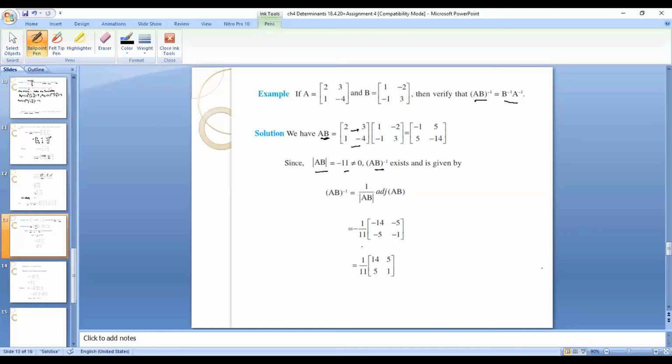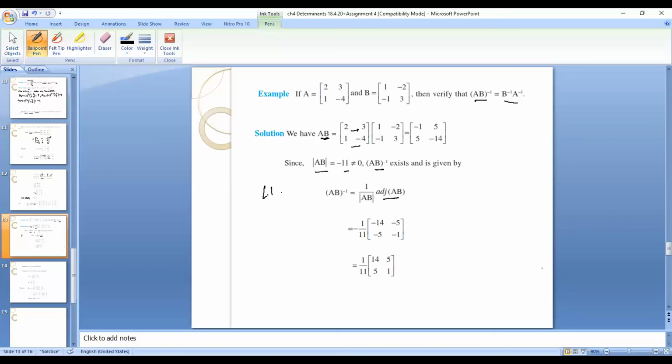This you will practice yourself, how to find adjoint AB. Now AB is a 2 by 2 matrix, and you have to find all the cofactors, the same way we found earlier how to find the cofactors of a 2 by 2 matrix. So this will be your AB inverse. First, find adjoint AB, then divide it with the AB determinant. This is your left hand side, right?